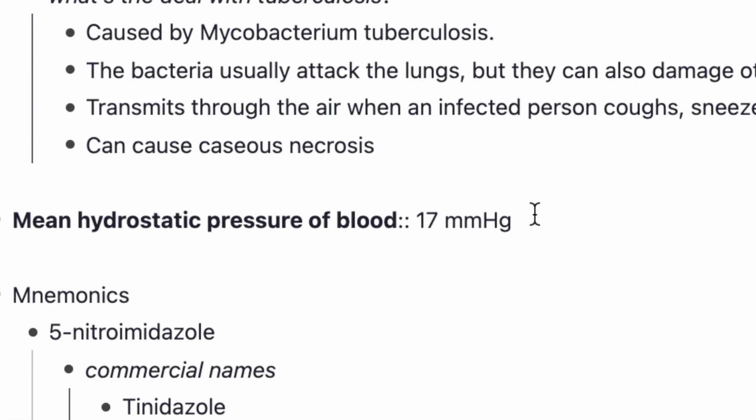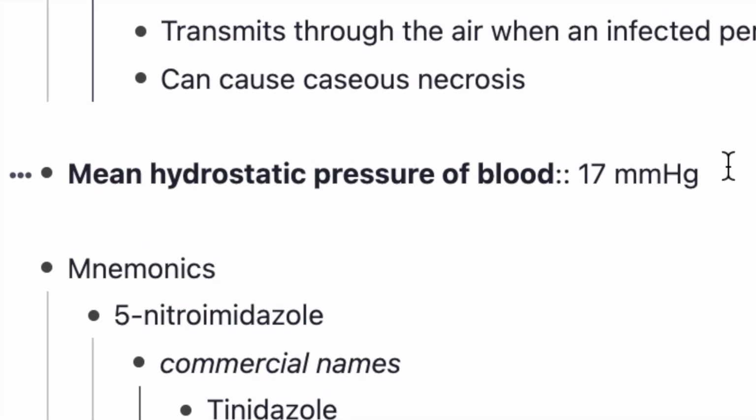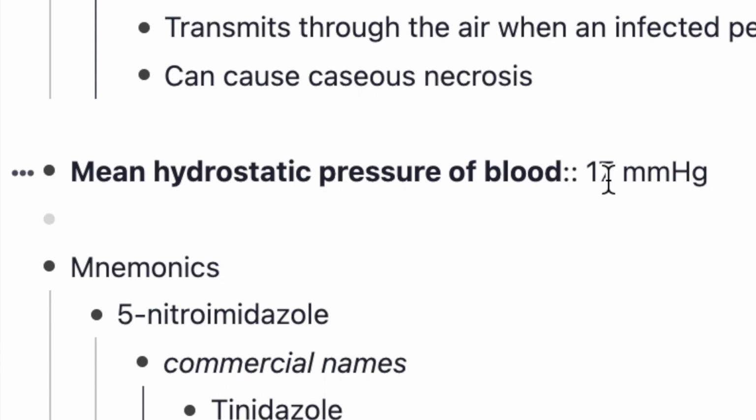Now, this doesn't mean that you don't memorize at all. So for example, if you have arbitrary facts like the mean hydrostatic pressure of blood, which is 17 millimeters of mercury, I can't feasibly find a way to understand this per se. So I would just make that into a flashcard in the traditional way and just memorize it.